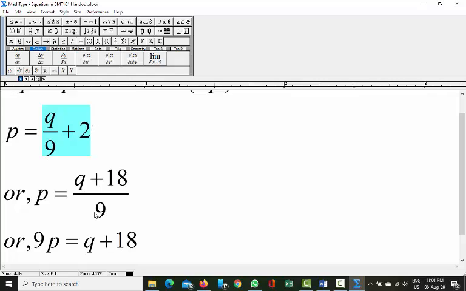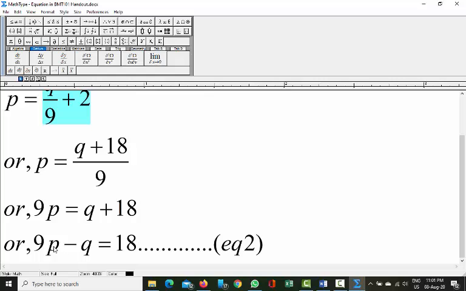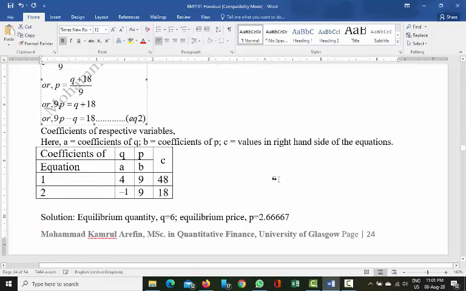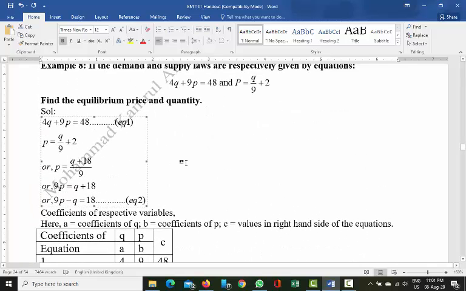Now if you do cross multiplication, we have 9p is equal to q plus 18. So that means 9p minus q is equal to 18. This is equation 2. Now we have two equations: the first equation is 4q plus 9p is equal to 48, and the second equation is 9p minus q is equal to 18.